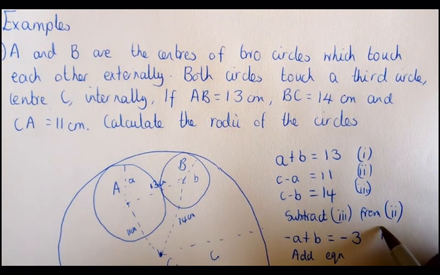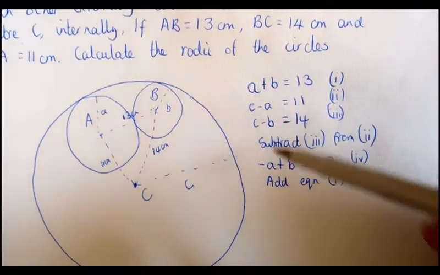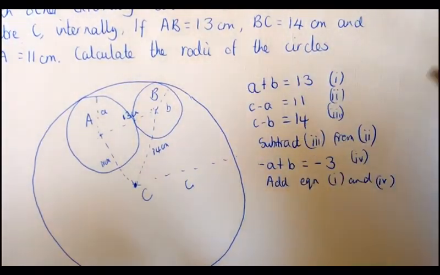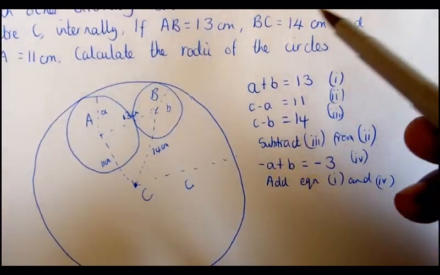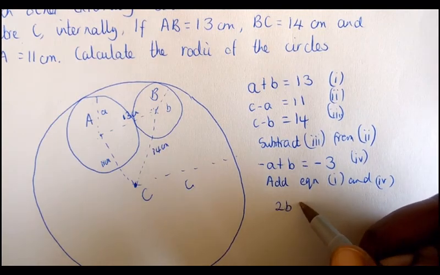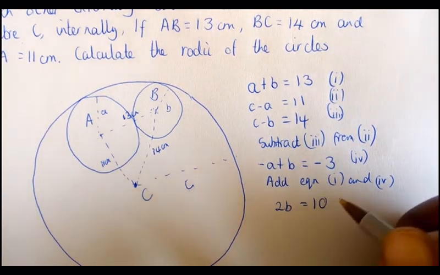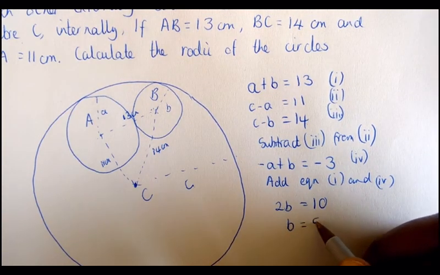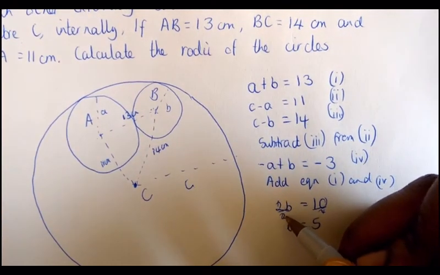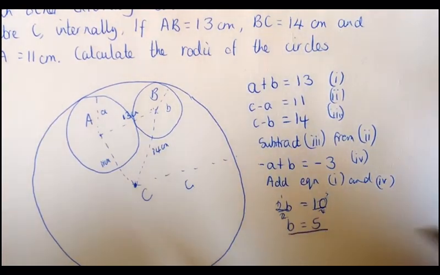This will be equation 4. Then we add equation 1 and equation 4. We say a minus a is 0, a plus minus a is 0, b plus b will be 2b, which is equal to 13 plus negative 3, which is equal to 10, and therefore b is equal to 5.